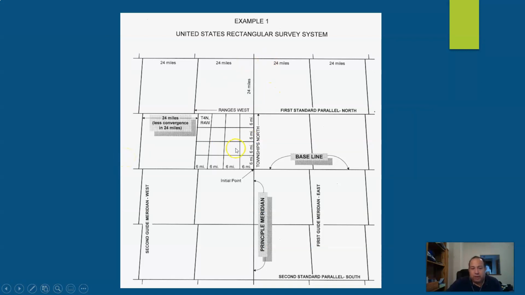So if we try to put more of a map to it than that example before, here's our principal meridian, here's our baseline. Our initial point, or our starting point, is where everything is going to be based off of. For this area here, we can see the different townships involved. Now notice it says 6 miles, 6 miles, 6 miles, 6 miles. So right here, this is a tract of land, this is a tract, this is a tract, and within that tract we have our townships. So we'll have 16 townships in a tract.